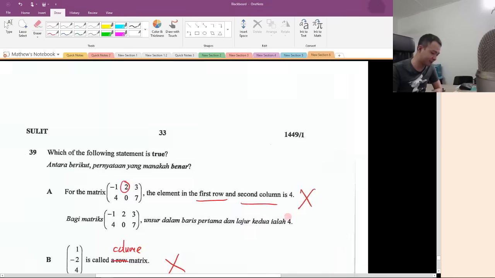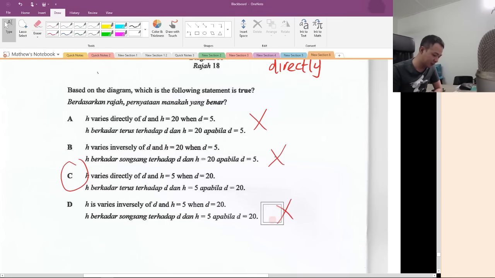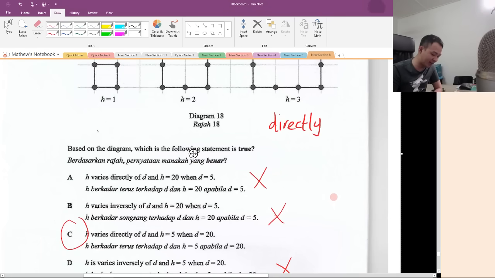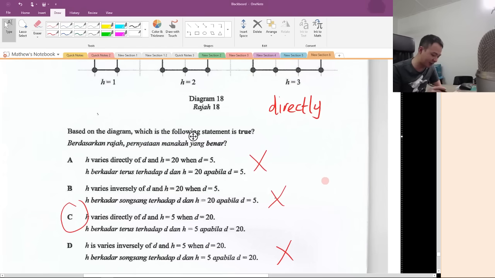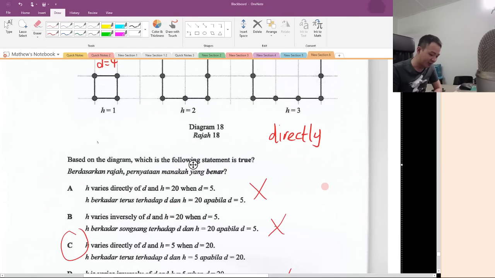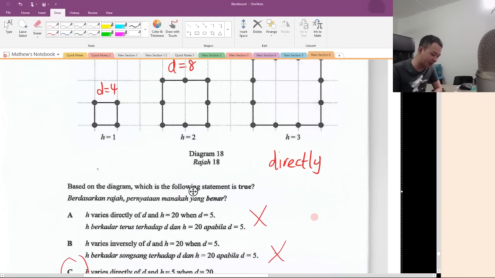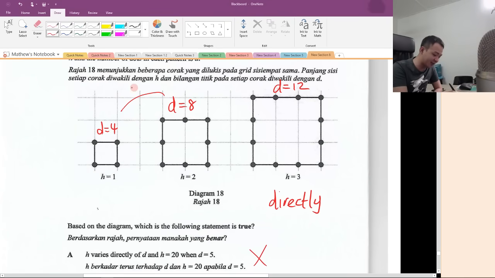Alright, so you can see the pattern. Some students might not know why I choose D here. You see the pattern when D keeps on increasing by plus 4, right?